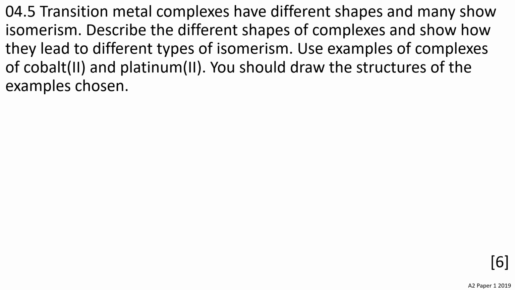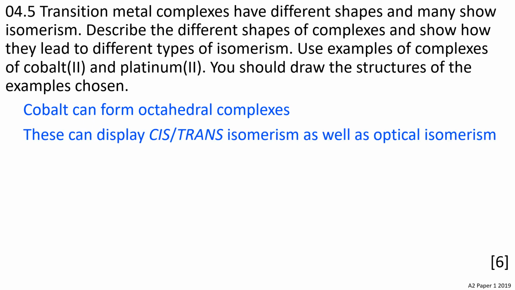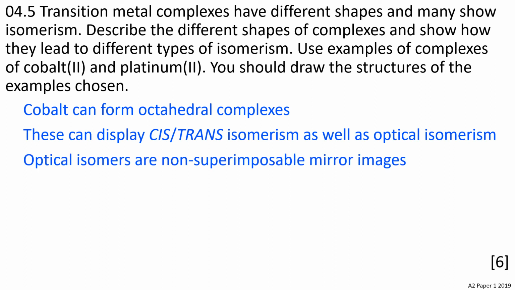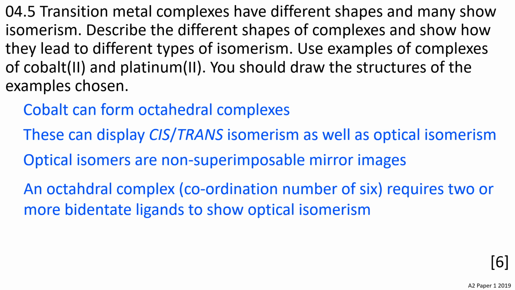Okay, so next we're going to take a look at the octahedral complexes. So cobalt can form octahedral complexes. Remember, we had to use the example of cobalt(II). These can display cis-trans as well as optical, as we discussed earlier. Optical isomers are non-superimposable mirror images, so it's definitely required that you put that definition in there and know it off by heart. Not superimposable mirror images, not mirror images. Optical isomers are non-superimposable mirror images.